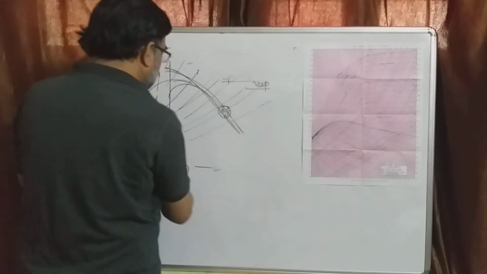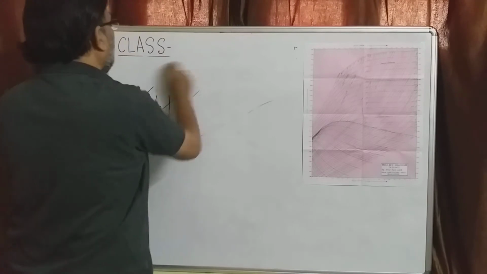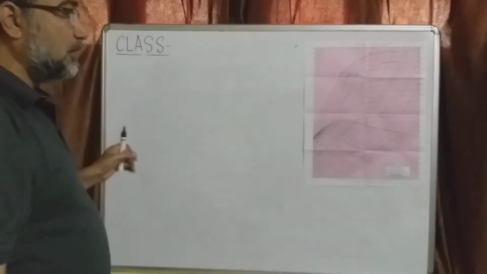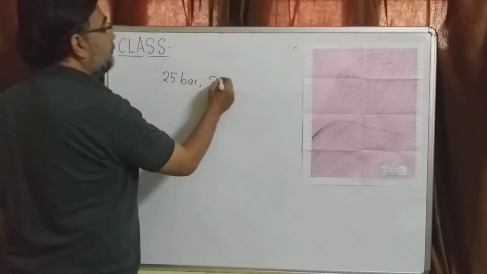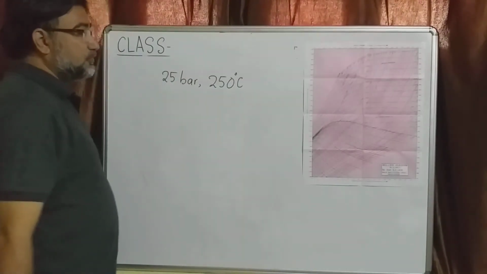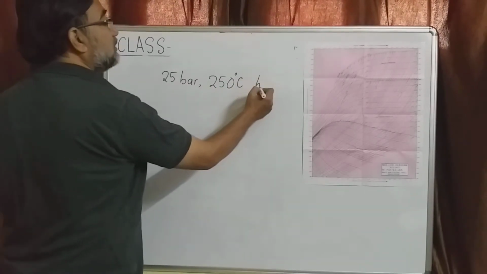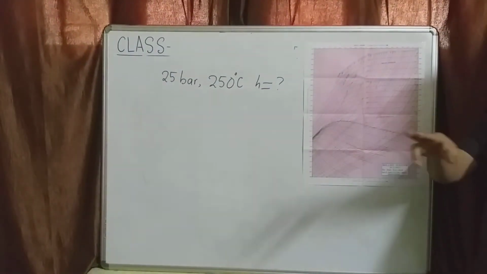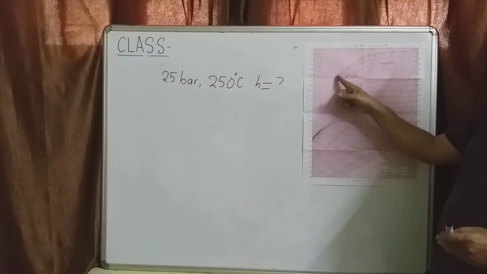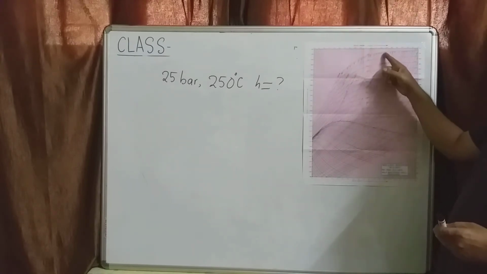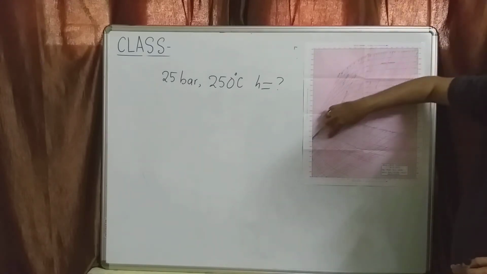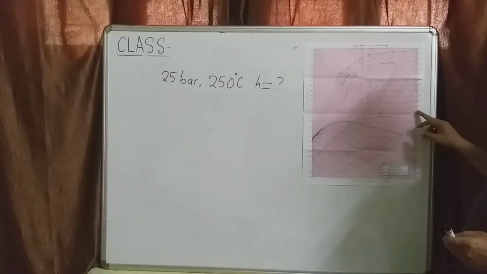Now, at any pressure and temperature value, you have to locate the point first and then read the enthalpy value. Suppose I say 25 bar pressure and 250 degrees centigrade. What is the enthalpy? So 25 bar pressure, read the value. You will not be able to see here, but it starts from 1000 bar, 800, 600, like that, 100, 80, 70, 25. Yes, this is 25 bar. So this whole line is 25 bar. Then 250 degrees centigrade is this line.